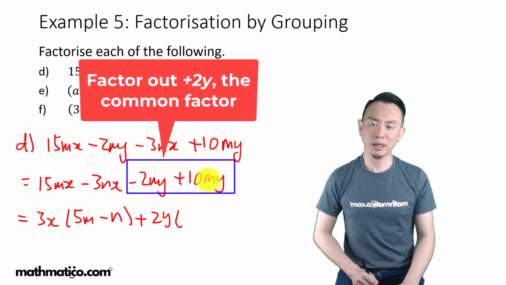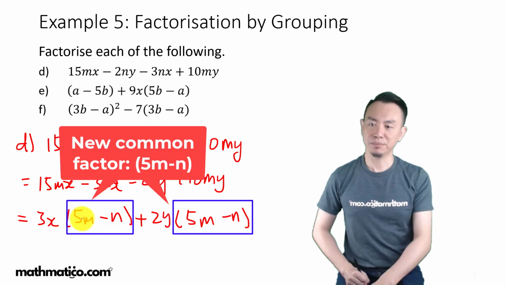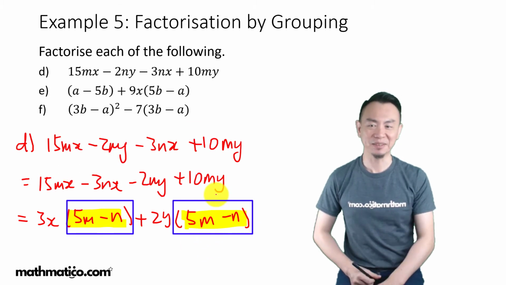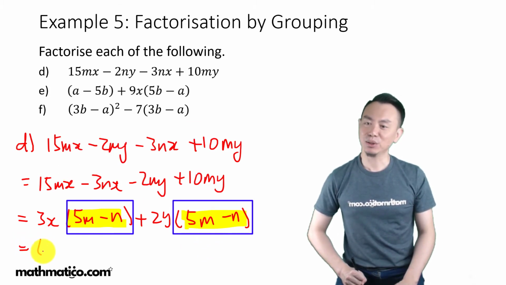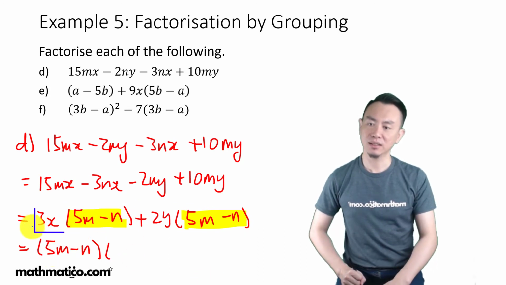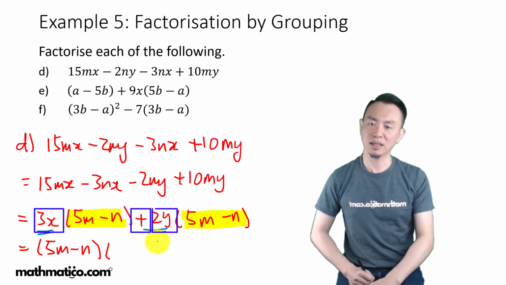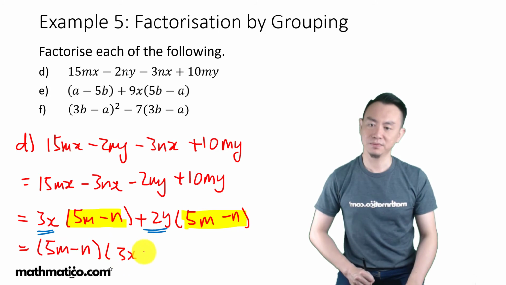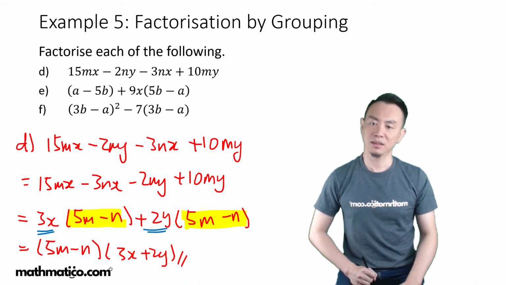So now I'm going to write this term here first. 10, I took out 2, I'm left with 5. y came out, m is left behind. Now the y and the 2 came out, I'm left with minus n. Yup, I have my new common factor, 5m minus n. So last step, 5m minus n times this 3x plus 2y, and that's it. That's part D.